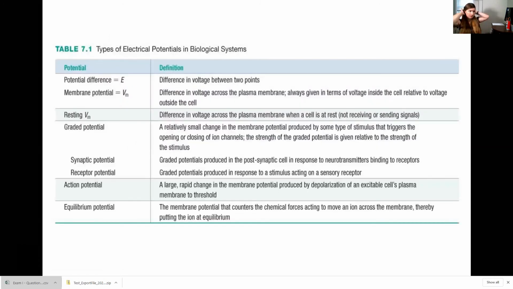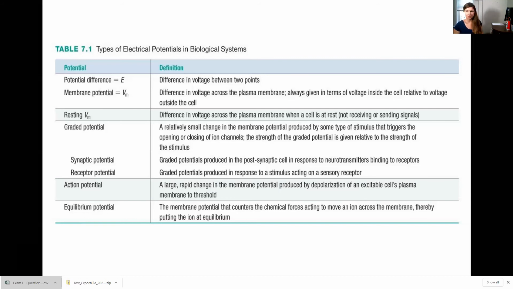Okay. This is from your textbook. This is a list of some of our definitions of these really important terms. So when we're talking about potential or potential difference, it's just the difference in charge between 2 points, difference in voltage. So we could hook up a voltmeter and measure that. You actually will use a voltmeter at some point in physiology lab. So you'll actually be measuring action potentials eventually.